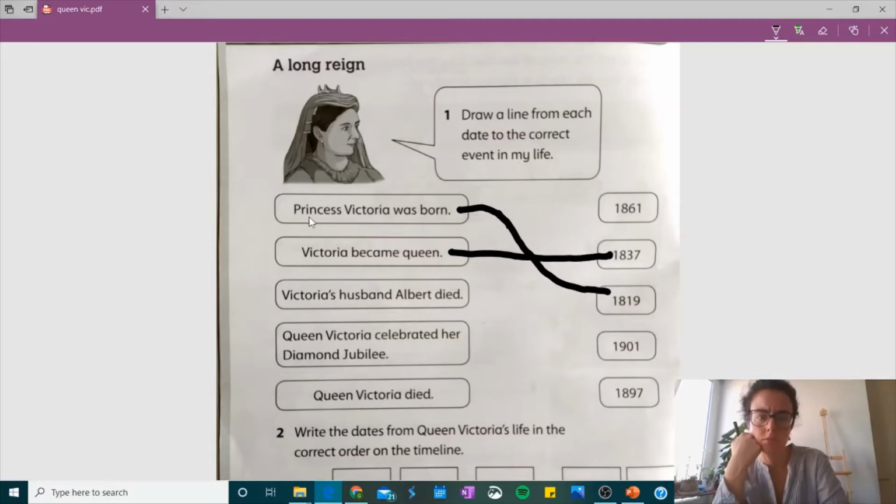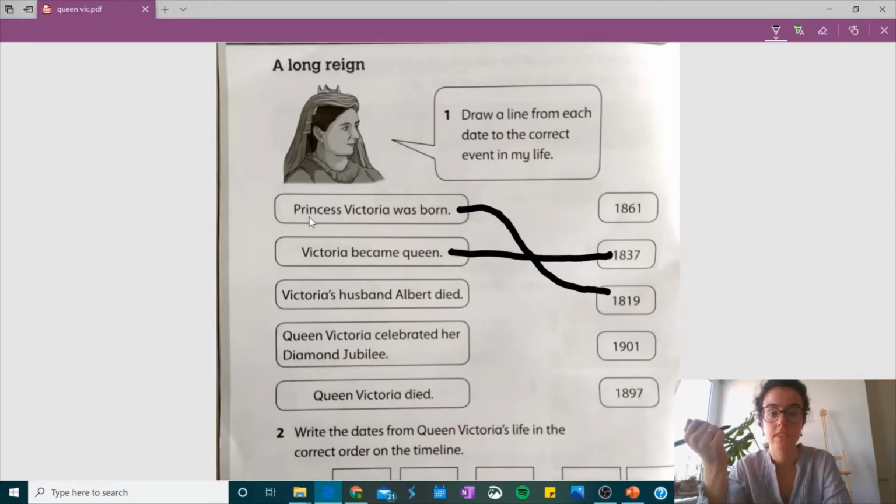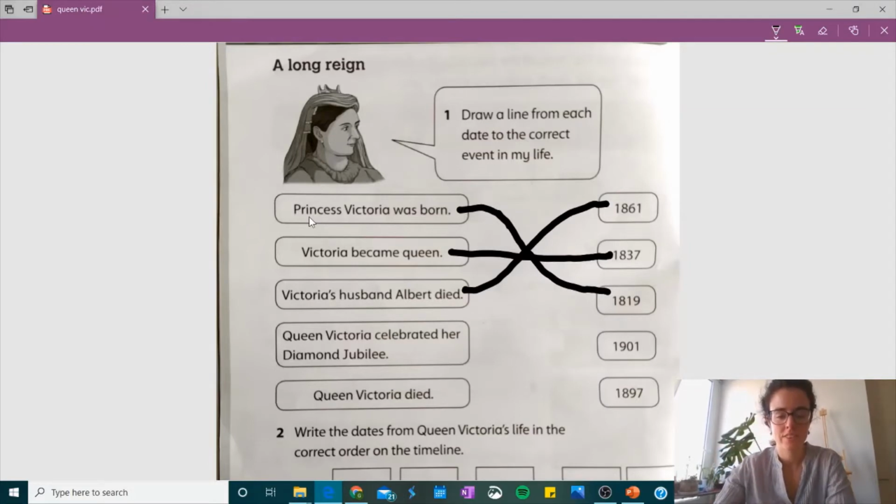Now, do you remember, when did Prince Albert die? What year did Prince Albert die? Correct, he died in 1861. And do you remember we talked about the Diamond Jubilee? What year was the Diamond Jubilee for Queen Victoria? When did she celebrate 60 years of being a queen? That's right. In 1897.